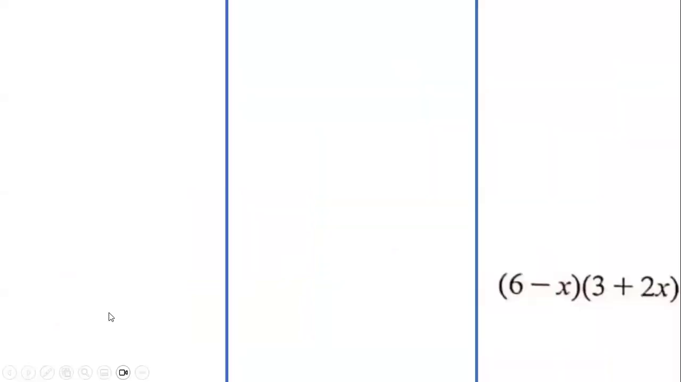So again, the instructions are very simple. We just want to simplify this expression. So we're going to say question number 1, open bracket, 6 minus x, close bracket. Oh, I might say I want a plus, right? So we want to plus it. So (6 + x)(3 + 2x). All right. So for this one, we're going to use the FOIL method to be able to answer it.